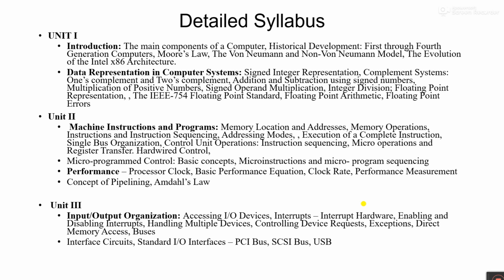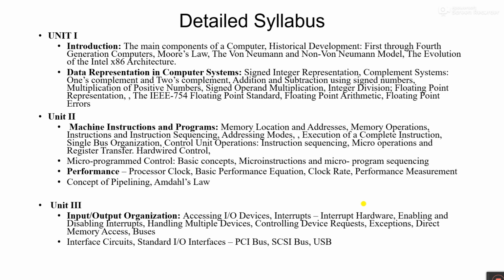Moore's law is important to understand how technology is progressing, and it also provides us the miniaturization of technology. Next are the von Neumann and non-von Neumann models, that is, which types of computer hardware models are present in the market, and the evolution of the Intel x86. Intel is one of the companies which has made a name for itself in the domain of microcontrollers and microprocessors, so it is important for us to understand the Intel x86 architecture and how it evolved in the market.